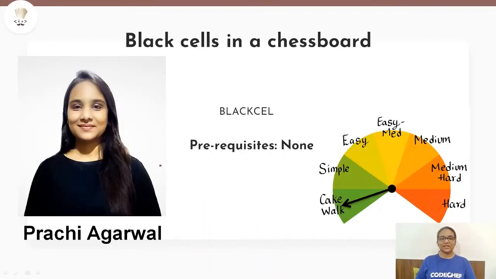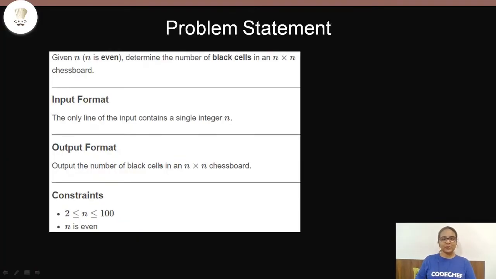Today we will be solving the problem Black Cells in a Chessboard, which is a cakewalk problem and it belongs to the August Starters 9. The problem statement is very simple, small and very easy. We are given a number n, which represents the chessboard with n into n squares, and mind that n is even here. We just have to determine the number of black cells that will be there in the chessboard.